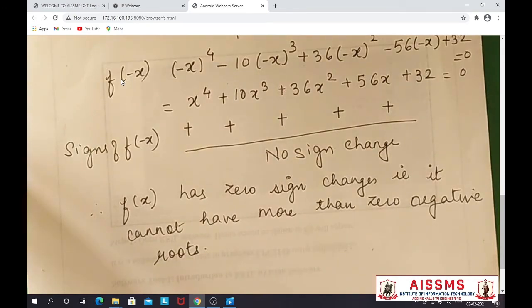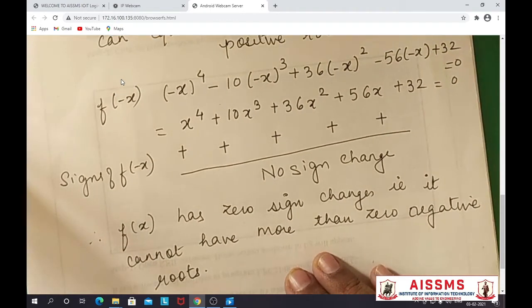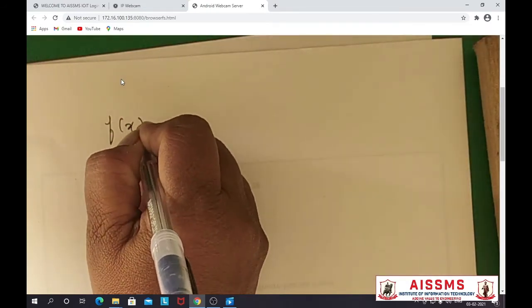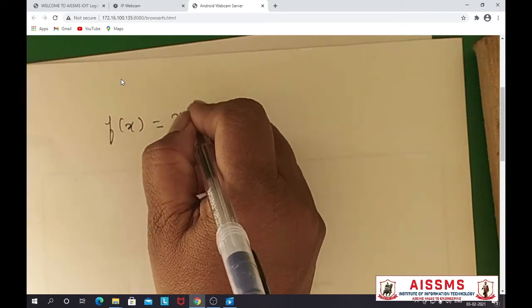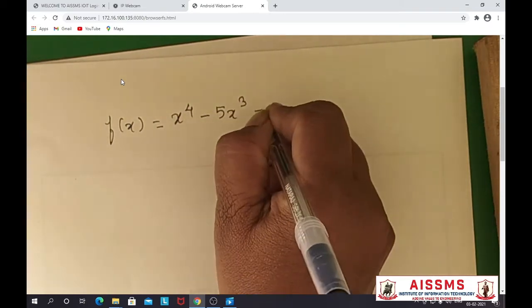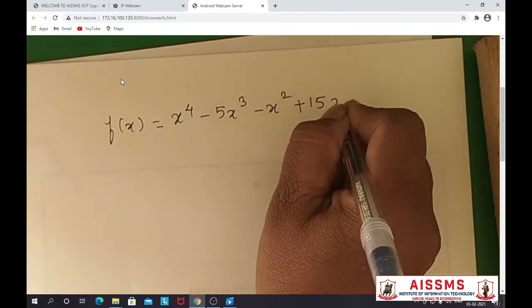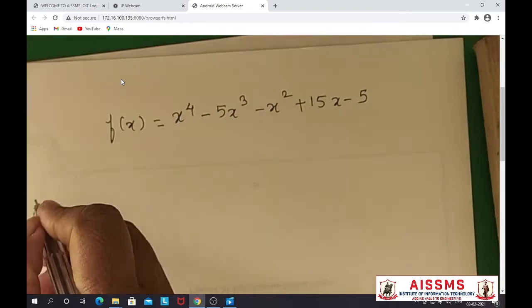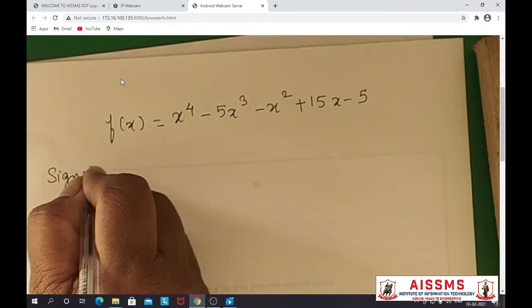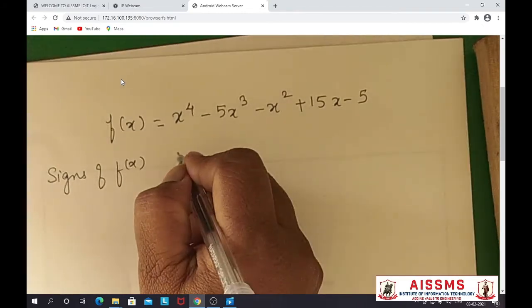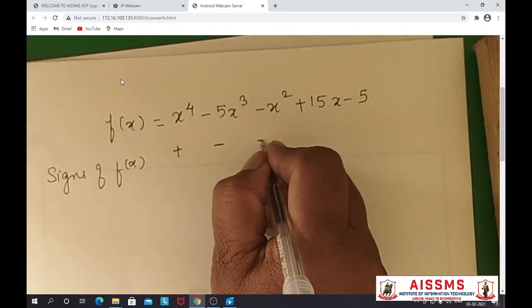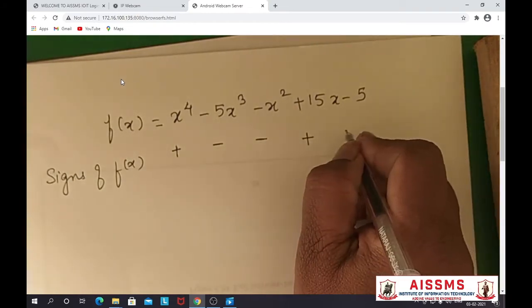We will solve one more example for Descartes' rule of sign. If you have the function f of x is equal to x raised to 4 minus 5x cube minus x square plus 15x minus 5. First, let us write down the signs of f of x. They are positive, negative, negative, positive, negative.